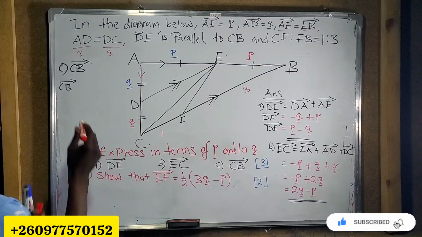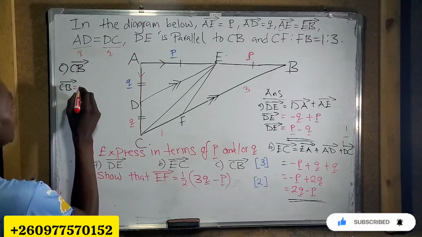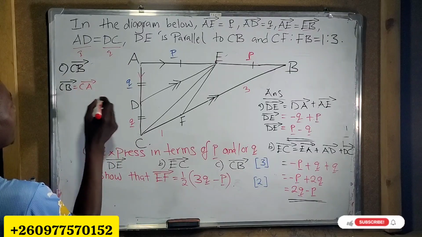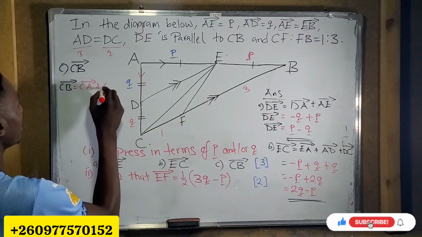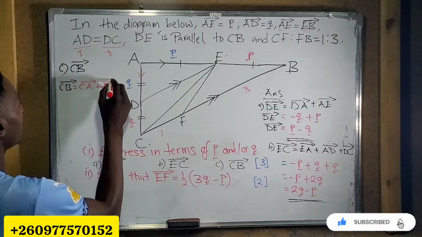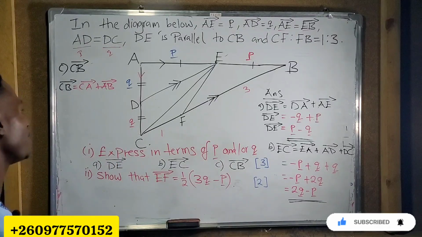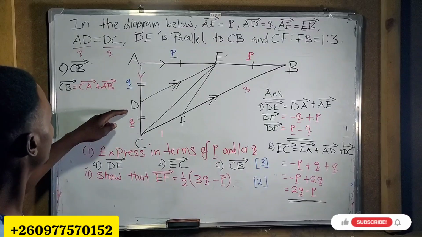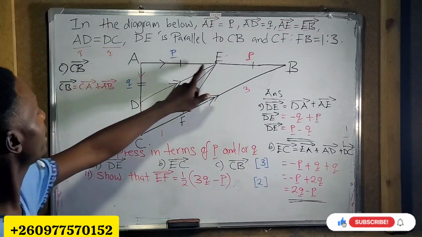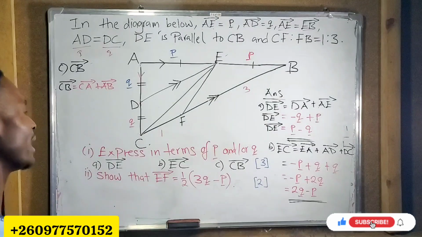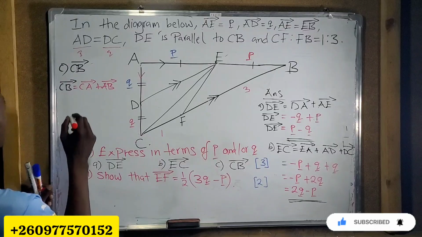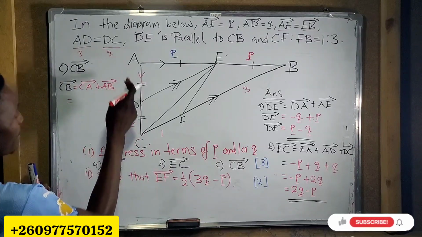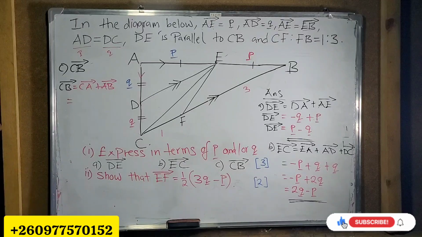Okay, so we're going to move CA plus AB. Now, you can also use CD plus DA plus AE plus EB, but you just waste your time because you know these vectors. So just write quickly, what is CA?